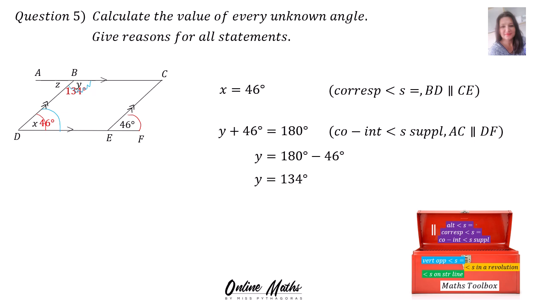And then we can move over to Z. Now Z's size is 46 degrees. And how did I know that? There's actually many reasons there. You can either do angles on a straight line, or I said Z is 46 degrees since it forms alternate angles equal with the angle there at D. And remember, when you use that reason, you have to add AC parallel to DF.